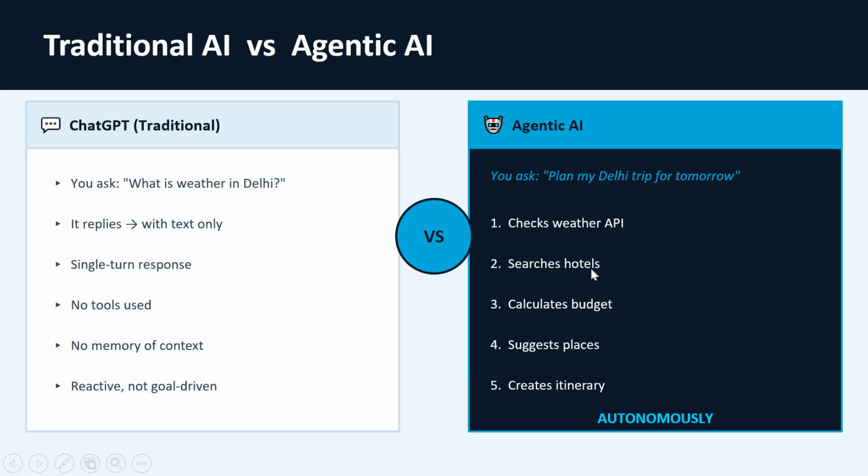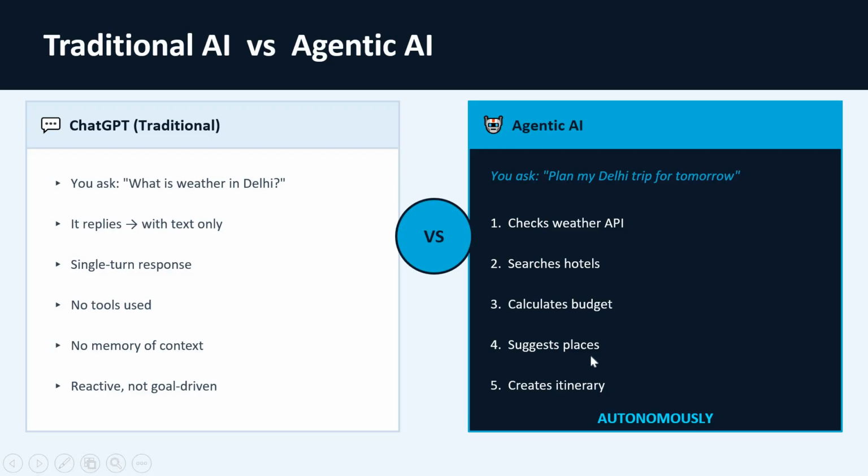Search hotel, whatever the hotel is good in the cheapest rate. So it will call some hotel API, right? So it may call some hotel API, then it will calculate the budget as well. On the one day, how much budget you will get? Like for example, 10K, 20K, 50K, whatever it is.